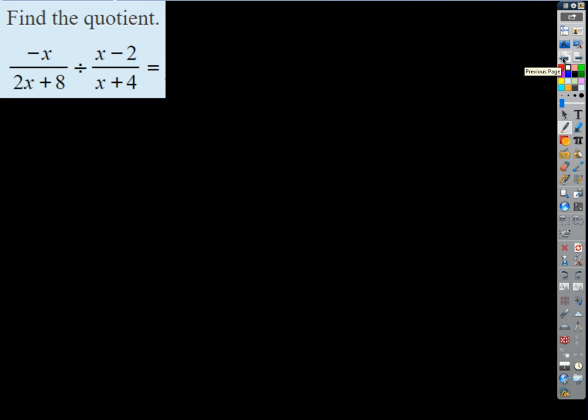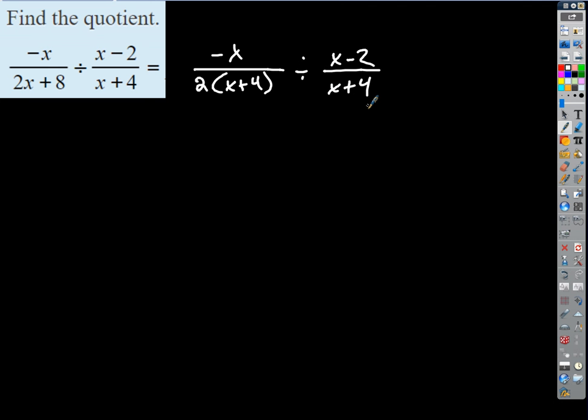The first thing we have to do is factor everything before we flip. So this looks like negative x over, what can I factor out there? 2 times, divided by, and I really don't like using that divided by symbol. We should really write this as a fraction divided by a fraction, but we'll do it this way for now. And this one is already factored: x minus 2 over x plus 4.